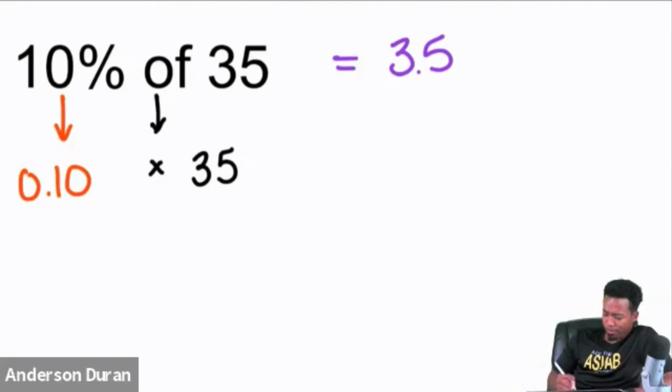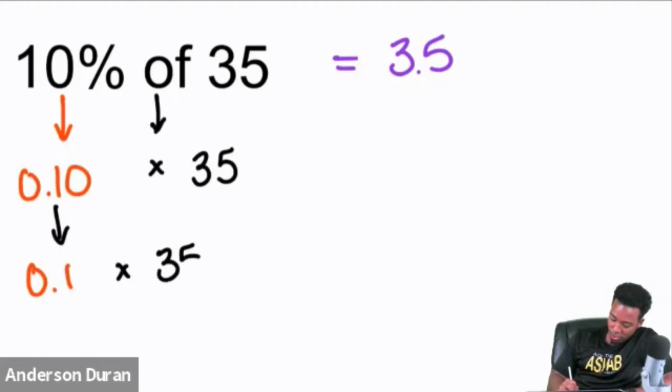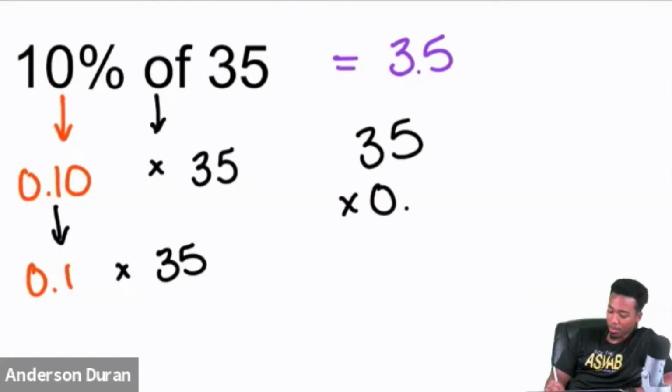For the sake of simplicity, we can also write 0.10 as 0.1, right? Exactly. We can just write 0.1. And so we'll do 0.1 multiplied by 35. Let's go ahead and check this out, guys. So over here, I'll go ahead and write a magical 35. Multiply that by 0.1.